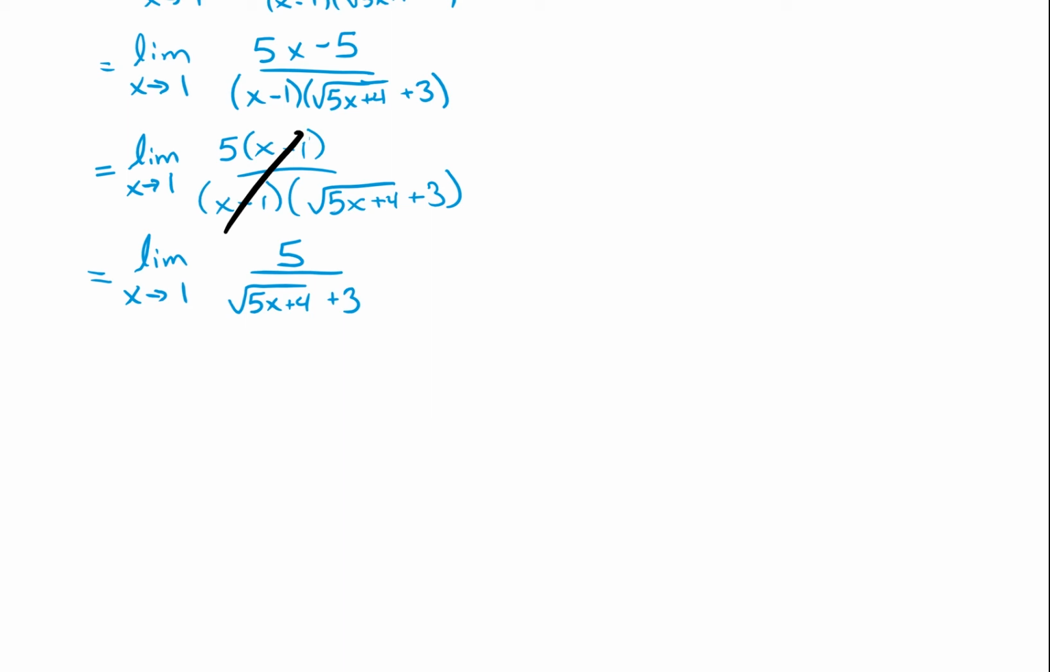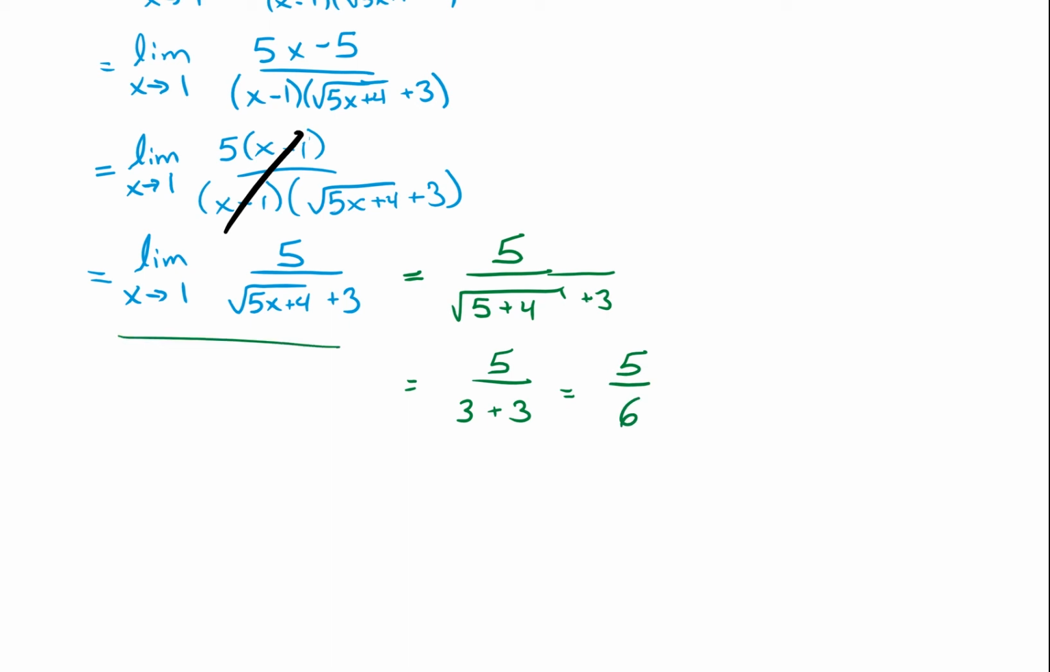So let's try direct substitution again. I'll switch to green since we're on the home stretch here, and it's going to be all hunky-dory. So I'm plugging in 1 for x, so 5 times 1, 5, plus 4, and then outside of the square root plus 3. And that is equal to 5 over square root of 9, which is 3, plus 3, so that equals 5 sixths. And we see that direct substitution at that later stage did indeed work. And voila, the limit as x approaches 1 of our function is 5 sixths.